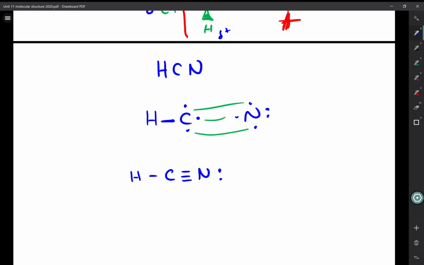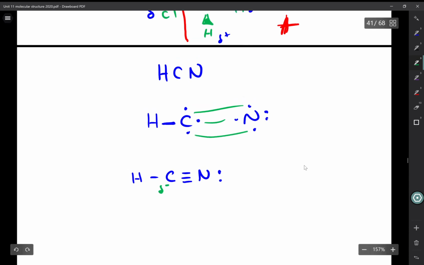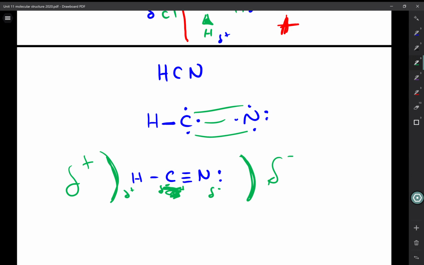All right, so let's see, is that polar? All right, let's check it out. Between hydrogen and carbon, carbon's more electronegative. So there's your partial negative, partial positive. Between carbon and nitrogen, nitrogen's more electronegative. There are negative and positive carbons, those cancel out. So we got definite positive end, definite negative end, right? Here's your positive end right here. And there's your negative end. So HCN is a polar molecule.